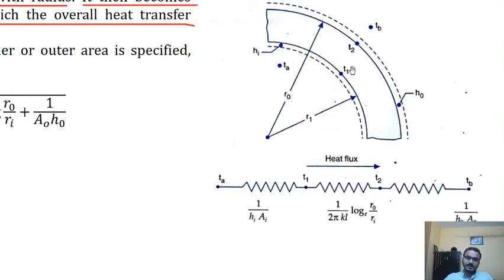The temperature at the inner wall surface is T1 and the outer wall surface is T2. Here we have three different resistances. First is the convection resistance due to the inner film. Second is the cylindrical wall thermal resistance, that is 1 upon 2 pi KL ln Ro upon Ri. And third is the convection resistance due to the outer film, that is 1 upon HO AO.